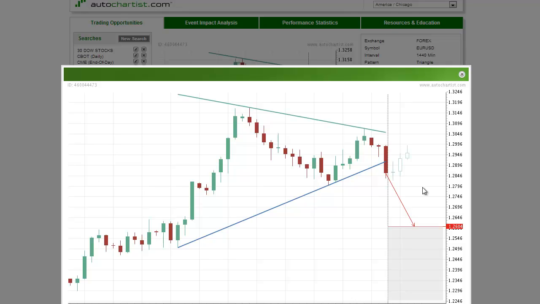So we're still negative on the euro, especially if Spain cannot make a decision regarding the bailout offer from the European Central Bank. That would put pressure on the EURUSD.